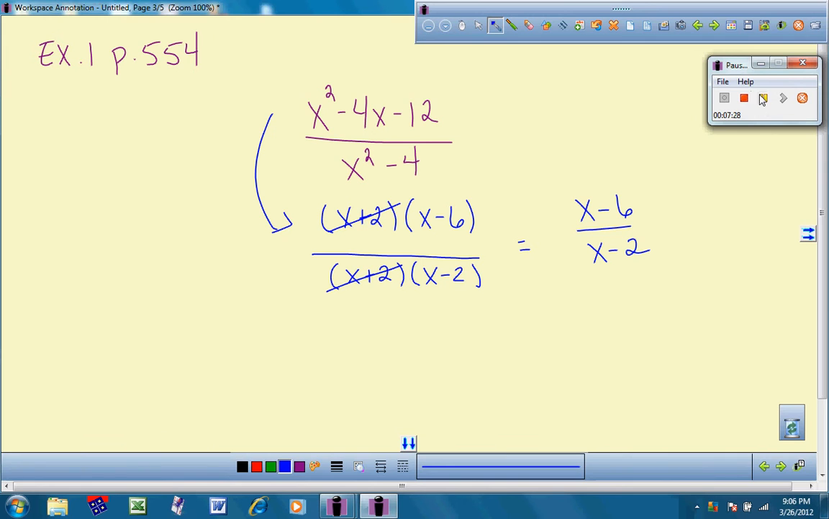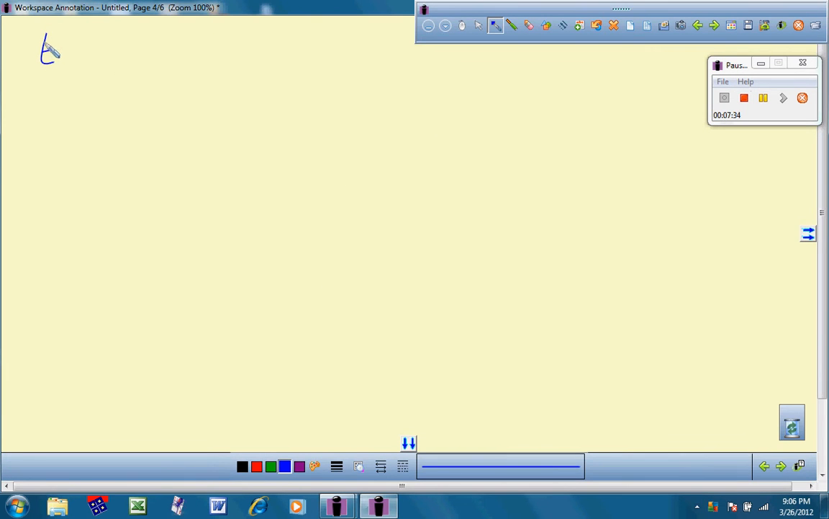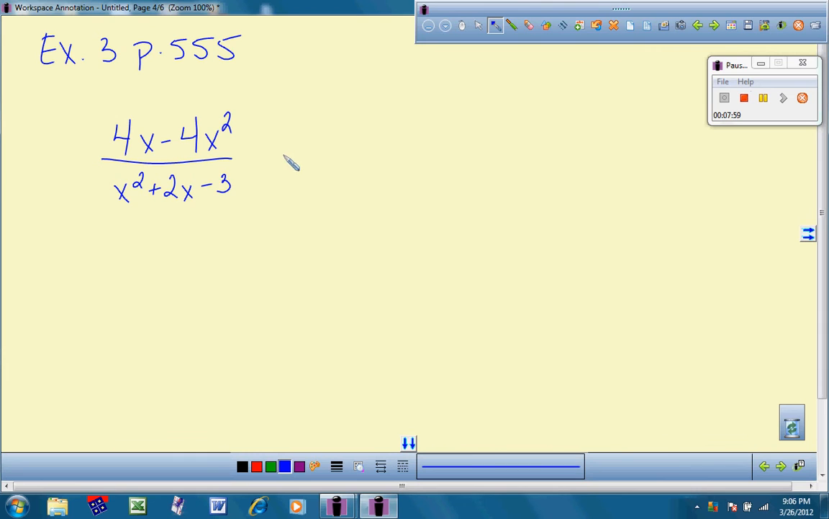Okay, next let's look at example 3 on page 555. We're going to multiply two rational expressions this time, so let's do 4x minus 4x squared over x squared plus 2x minus 3. Multiply that by x squared plus x minus 6, and we're going to place that over 4x.